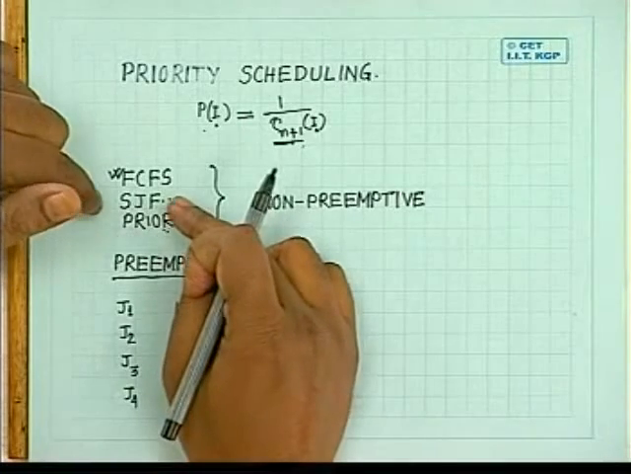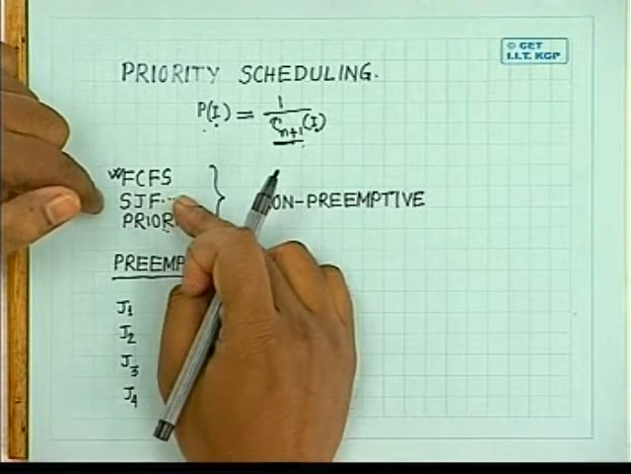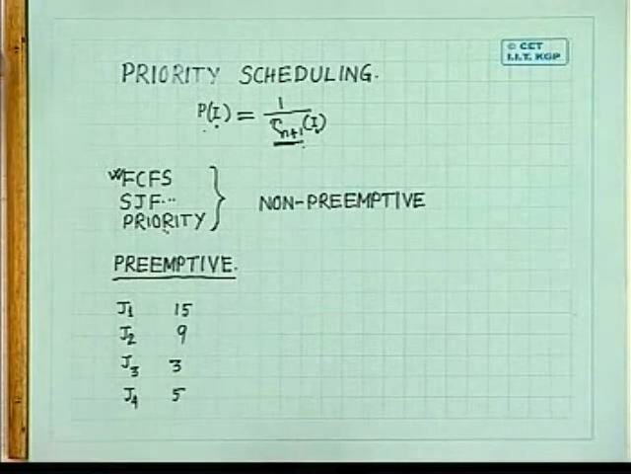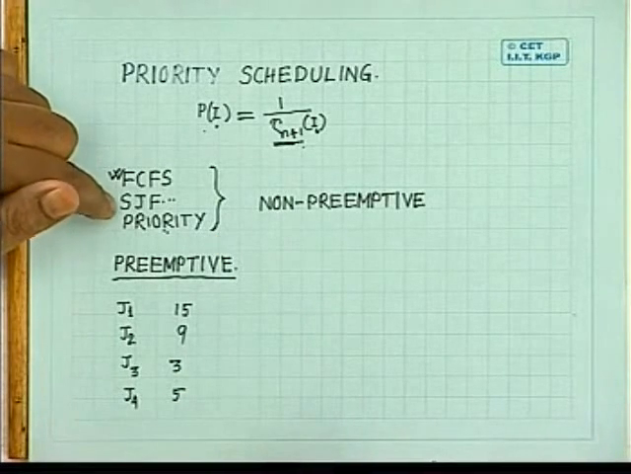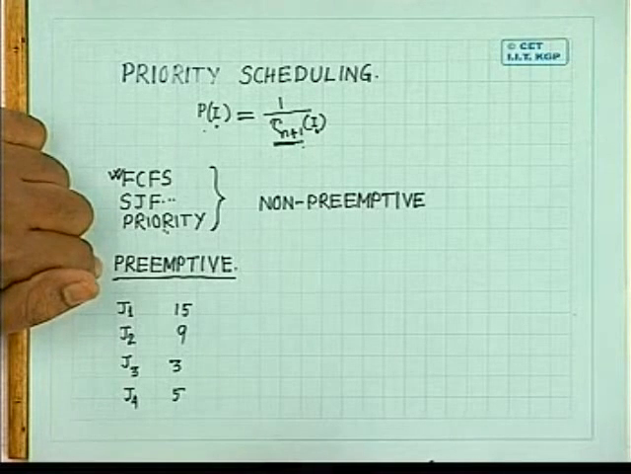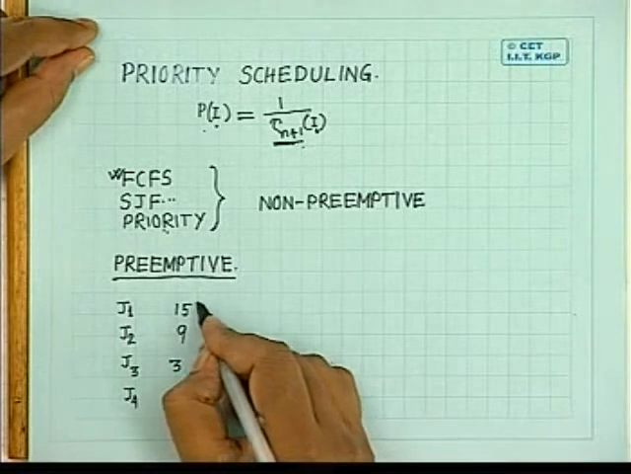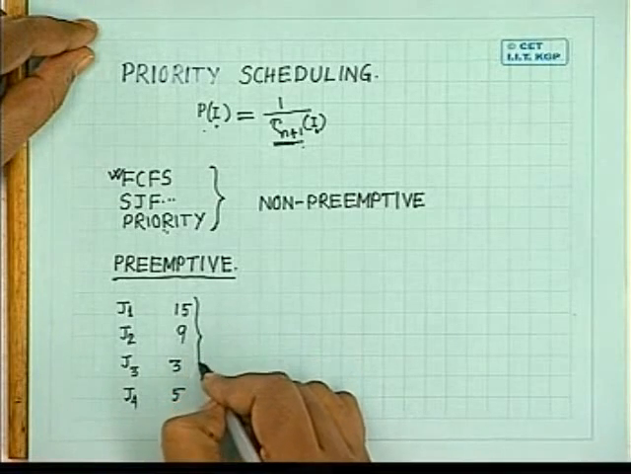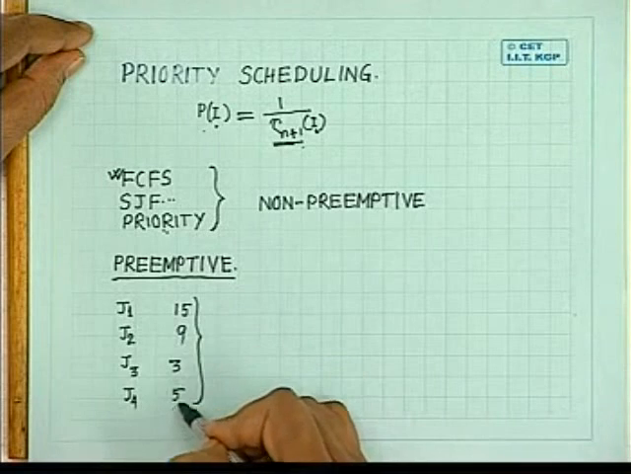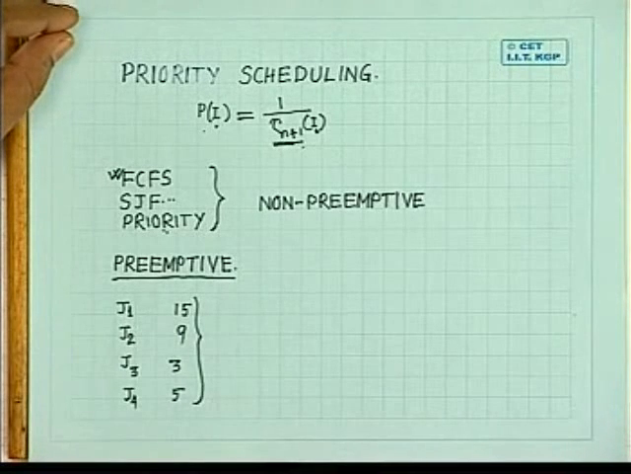Now suppose we are going for this shortest job first kind of CPU scheduling. Now let us see how this will work. And we want to modify this CPU scheduling to make it a preemptive CPU scheduling. Initially I have these jobs in the ready queue with these CPU burst times.